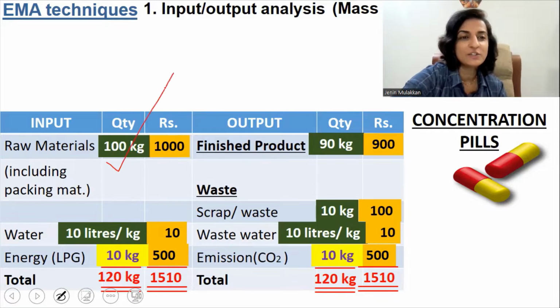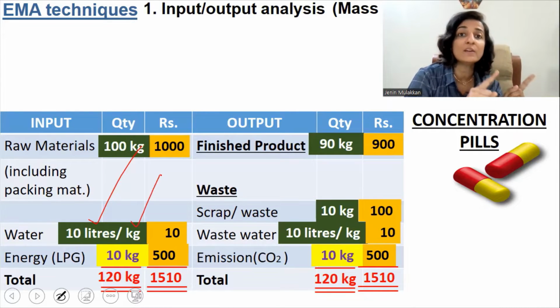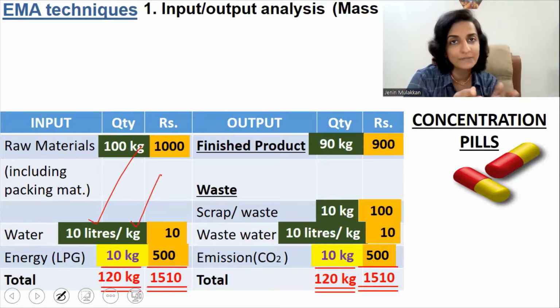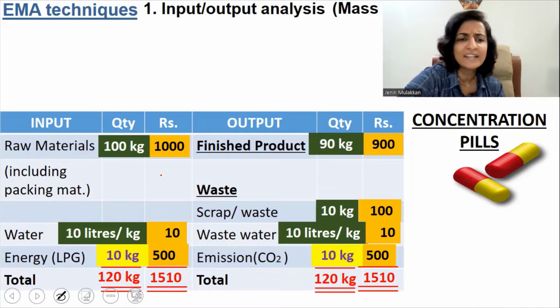So the raw materials that you have used is 100 kg and the total cost comes to 1000 rupees, and you've used 10 liters of water. 10 liters or 10 kg, because 1 liter of water is equal to 1 kg of water. That is why it is written 10 liters or 10 kg of water. And water is not very expensive, so we will take a negligible amount, 10 rupees.